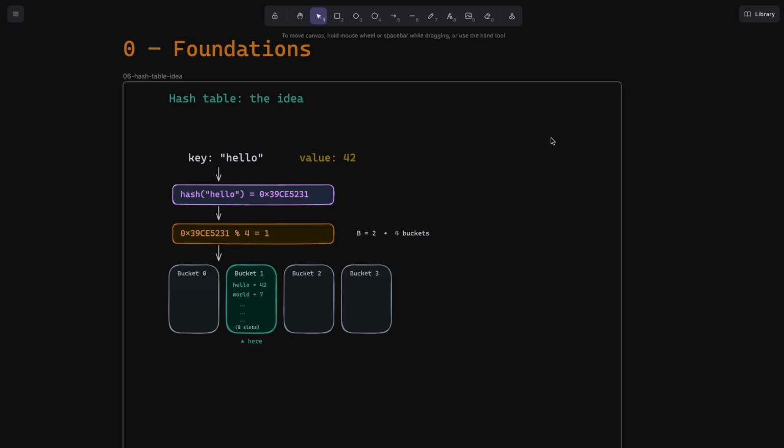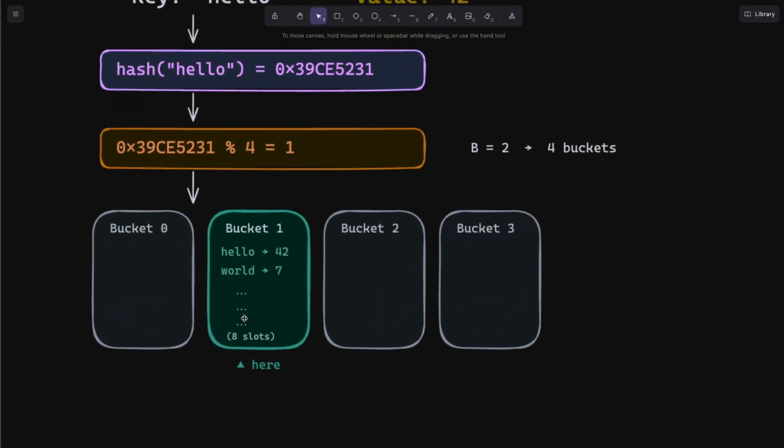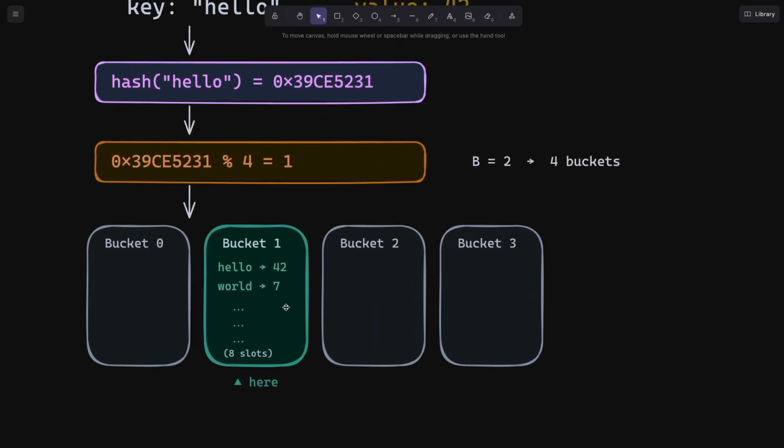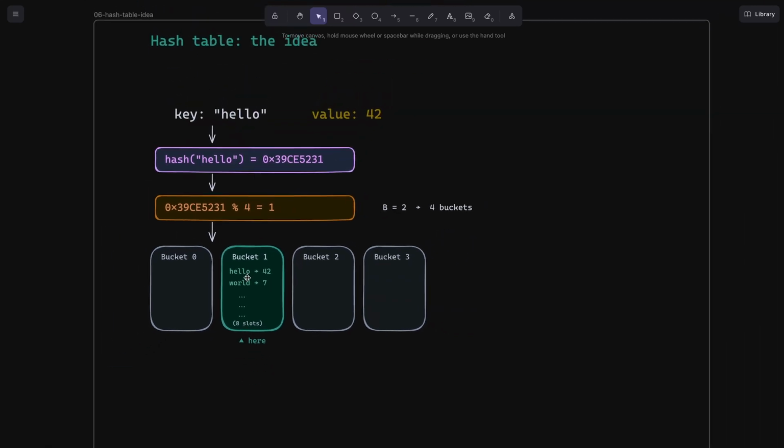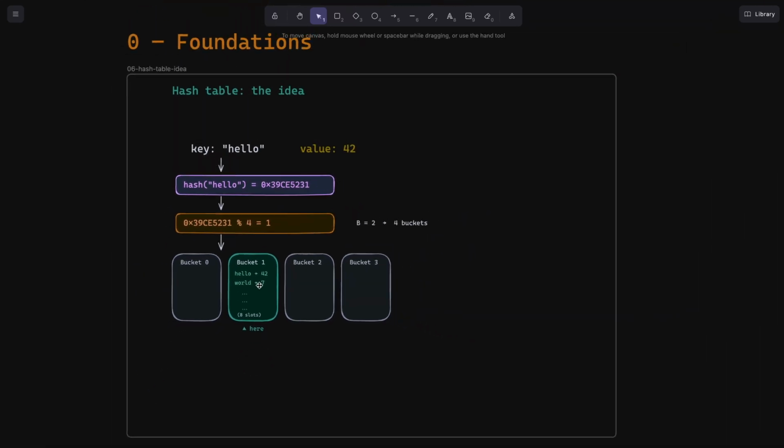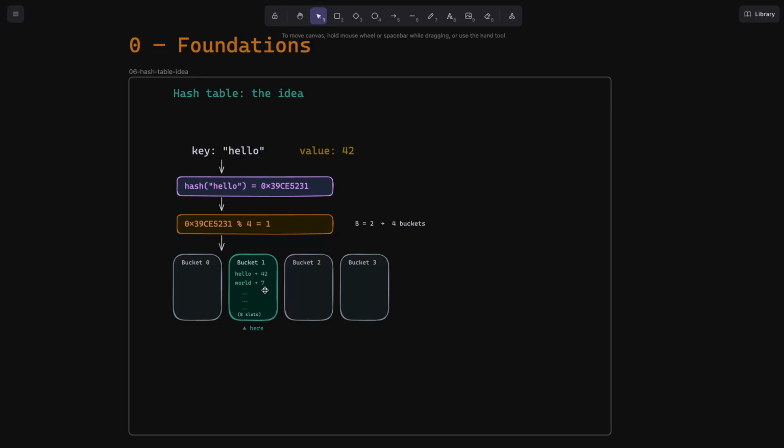Before 1.24, a map was an array of buckets, and each bucket could hold up to 8 key value pairs. The recipe is simple. You take a key, run it through a hash function to get a pseudo-random number, use that number to pick a bucket, and then search inside the bucket. Same key, same hash, same bucket every single time. That's what makes lookups fast. Simple enough until the bucket fills up, and that's where this whole story begins.